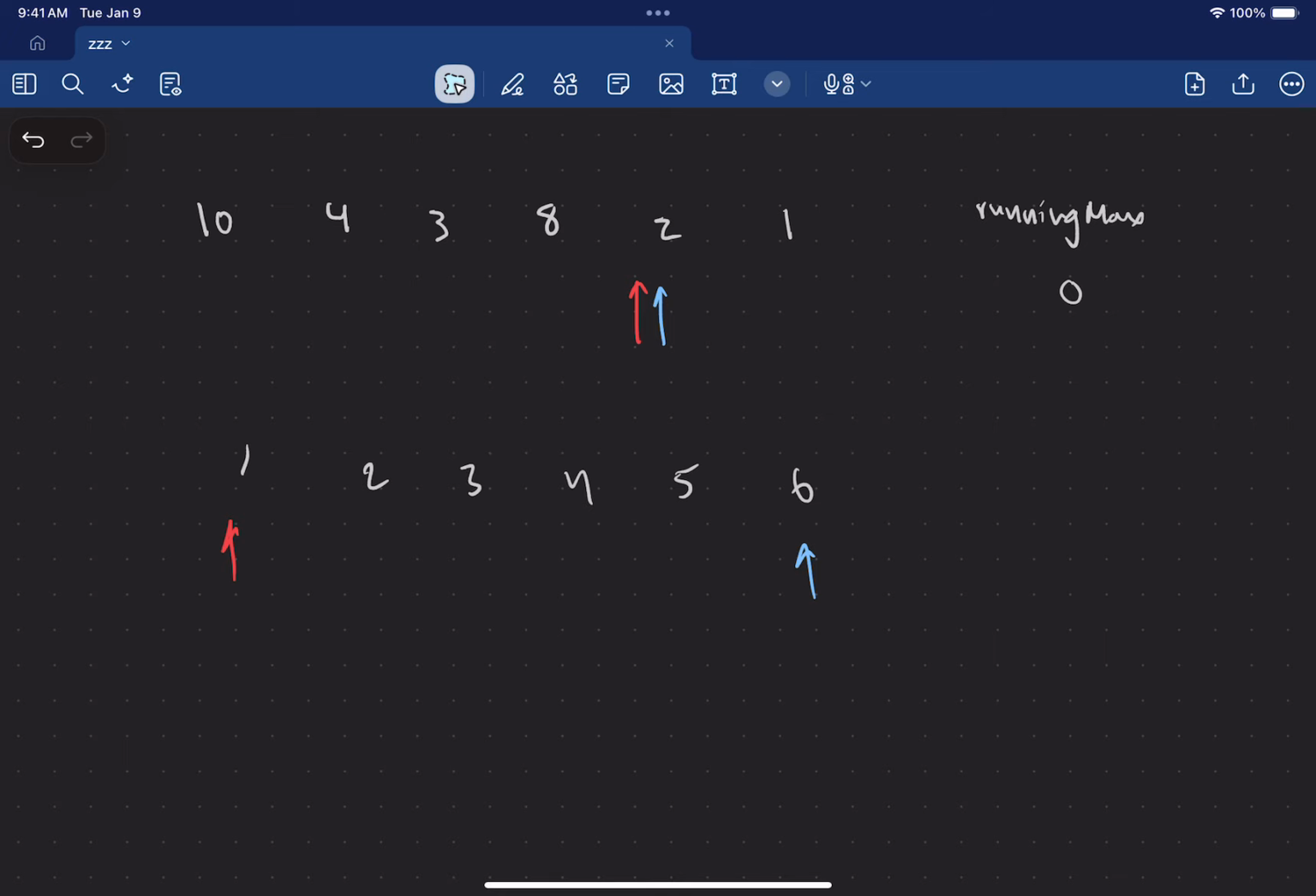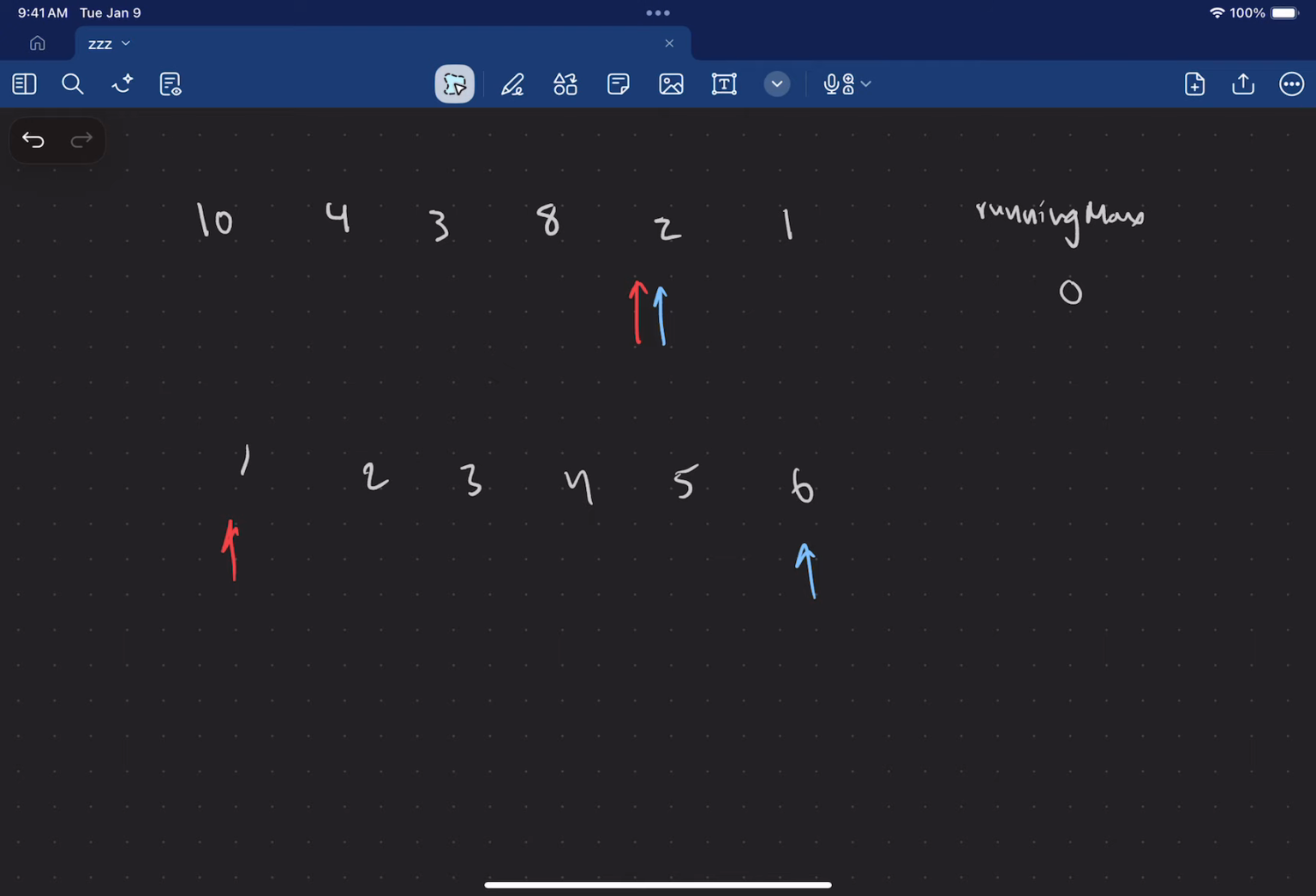right? Let me clarify that actually. We want the left pointer to be at the minimum possible place, while still keeping the right pointer to the right of it, right? Or on top of it, because that's a profit of 0. If we do that, we're always guaranteeing that we're looking at higher prices that are to the right, while also keeping the red at the minimum possible value we can.